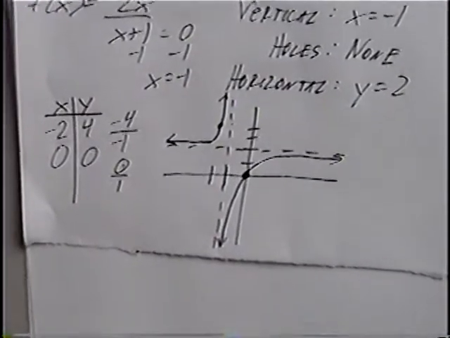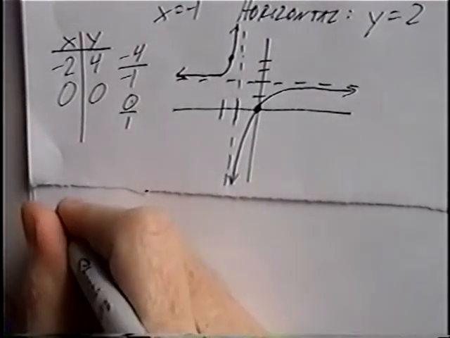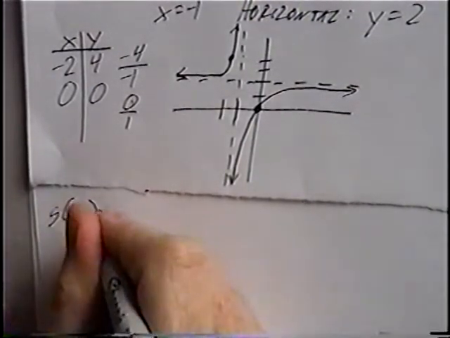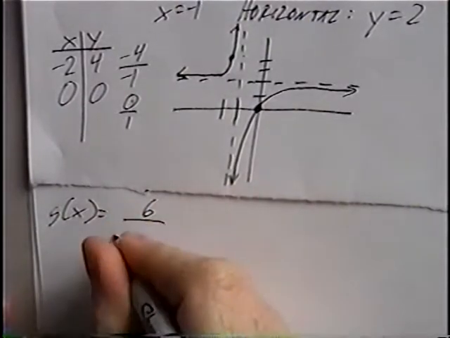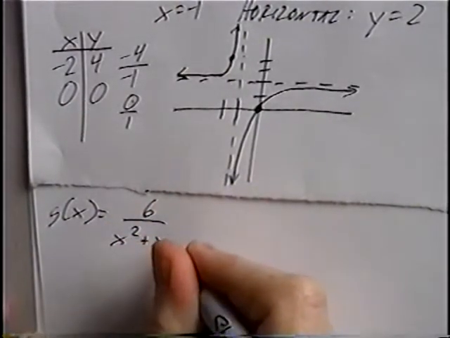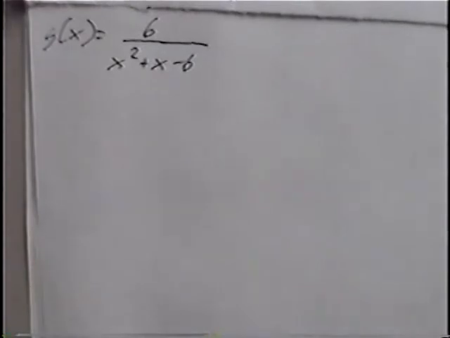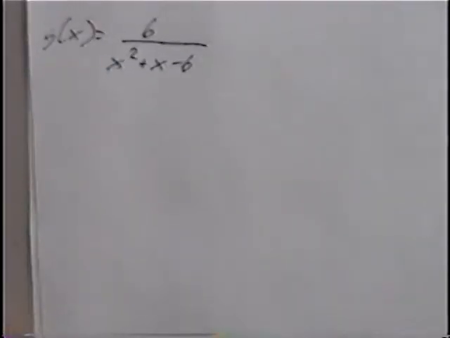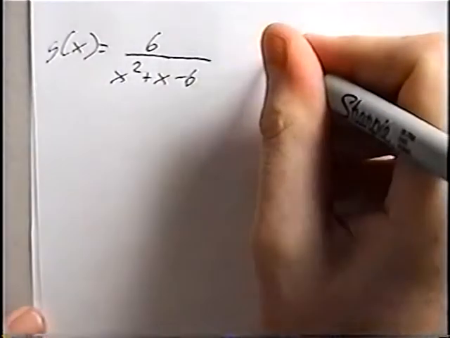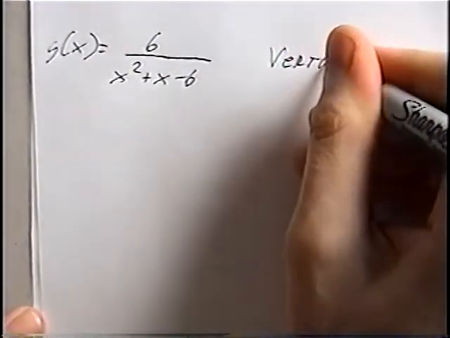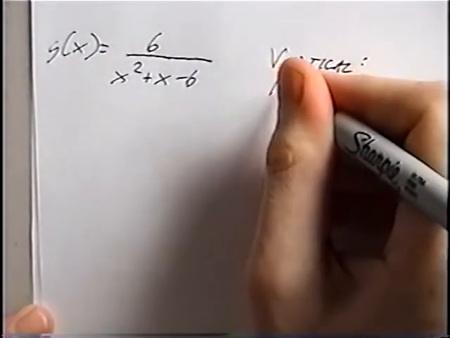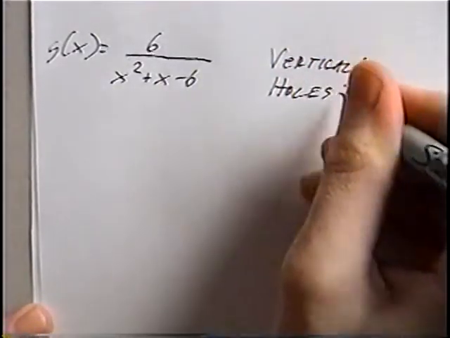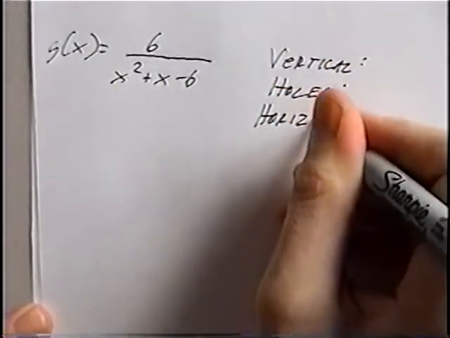Next question that we'll do for graphing rational expressions is g of x equals 6 over x squared plus x minus 6. And again, the first step when you graph a rational expression is you want to find the vertical asymptotes, the holes, and horizontal asymptotes.